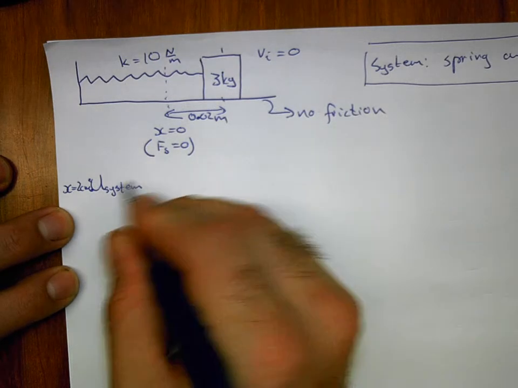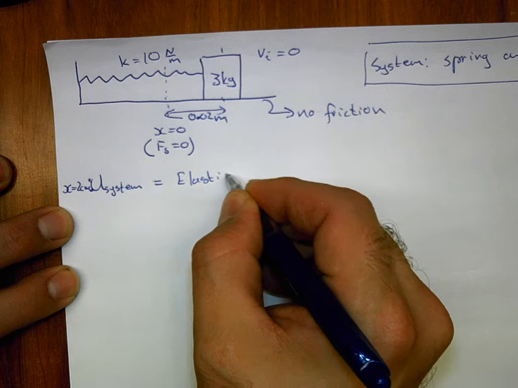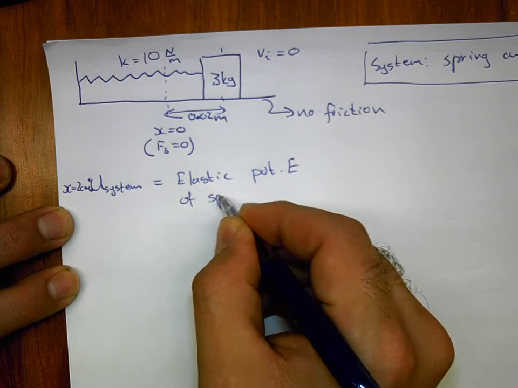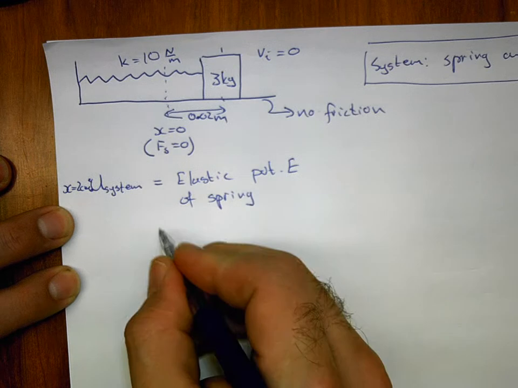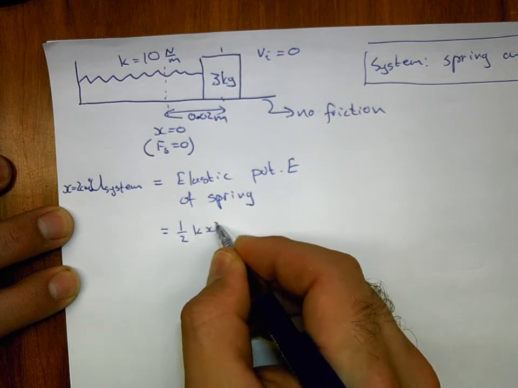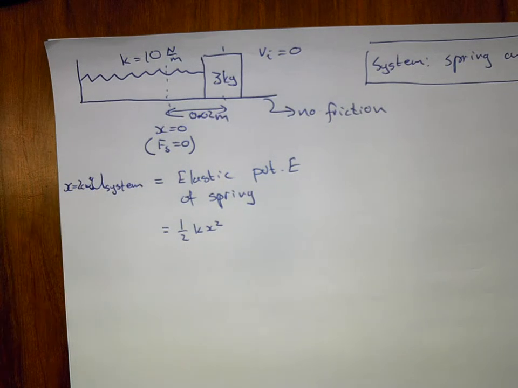The potential energy of the system is basically equal to the elastic potential energy of the spring. And we know that this is just equal to 1/2 times kx squared. Right, that's when we looked at the work done by a spring, we found that this quantity of 1/2 kx squared is what changes. So we associated that then with the potential energy of the spring.